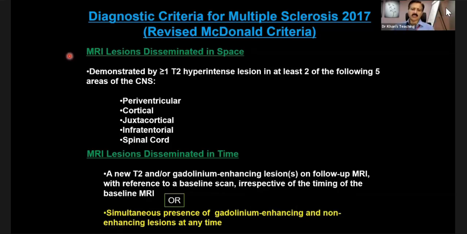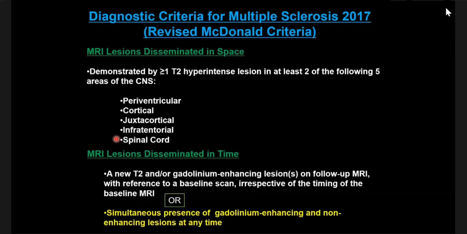And as far as dissemination in space is concerned, you should have T2 hyperintense lesions in at least two of the following, one or more than one. What are the sites? Periventricular region, cortical, and I'll come back to this point, cortex. Juxtacortical means subcortical. Infratentorial means somewhere in the midbrain, in the brainstem or the cerebellum, and spinal cord.